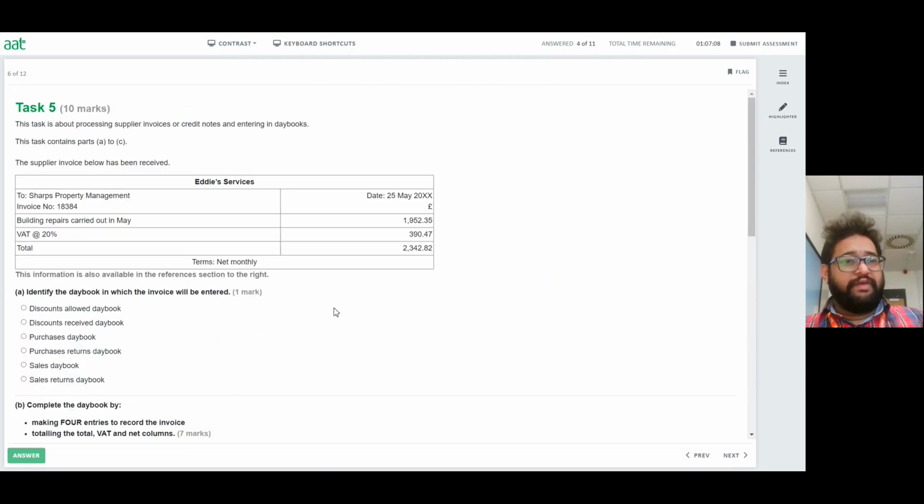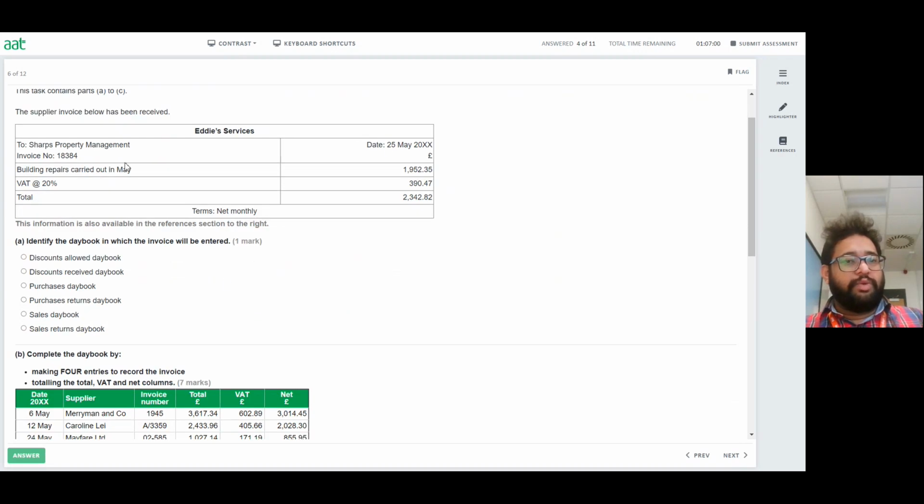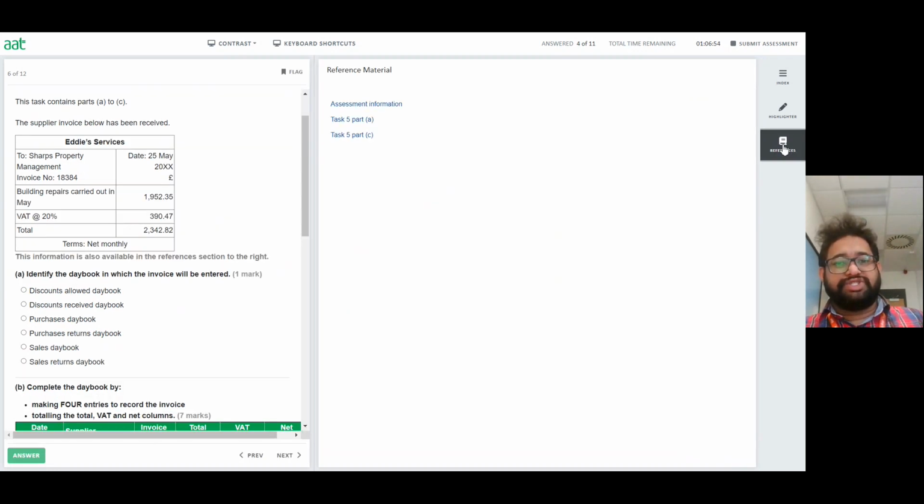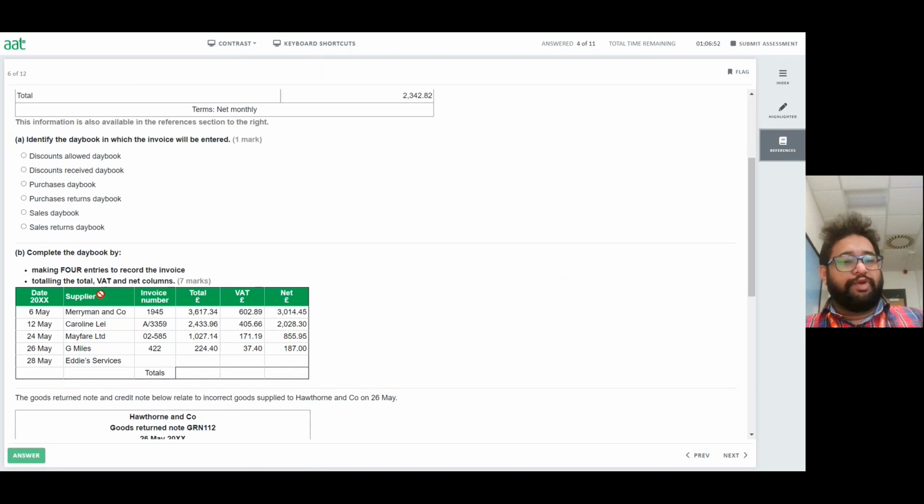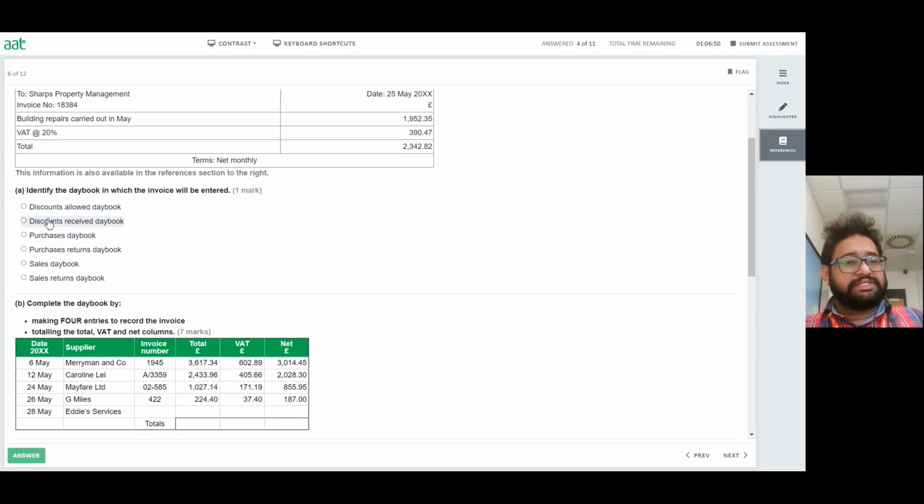Now let's look at task number 5. Here, task number 5 is about processing supplier invoices or credit notes and entering them in day books. So if you look at that here, they have given you a supplier invoice received. There is a reference section. You can actually check it, part A and C, but I'm not worried about that. I'm going to worry about this.